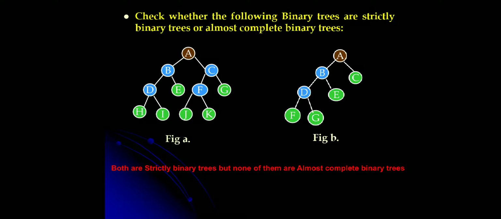And is it an almost complete binary tree? No. Why? You can observe the nodes at level less than d minus 1, that is level 0 and level 1, they should be having both left and right subtrees, or left and right child. A is having left and right child, B is having left and right child, but C is not having left and right child. That's why the second diagram is not an almost complete binary tree. So out of these two diagrams, none of these are almost complete binary trees and both of them are strictly binary trees.